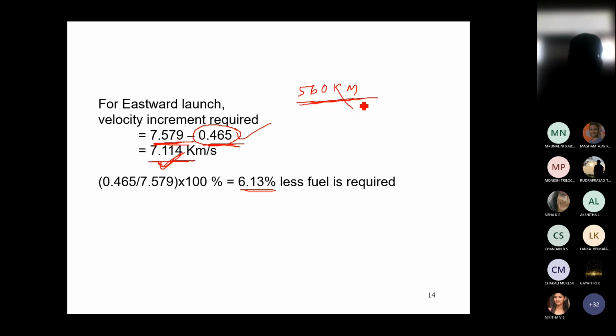Then how much velocity do we need to launch the satellite? At what velocity should the satellite be launched? The answer is 7.579. Now, since the Earth is rotating from west to east, and we are launching the satellite towards east, the velocity at which we launch the satellite is this minus this, that is equal to this.